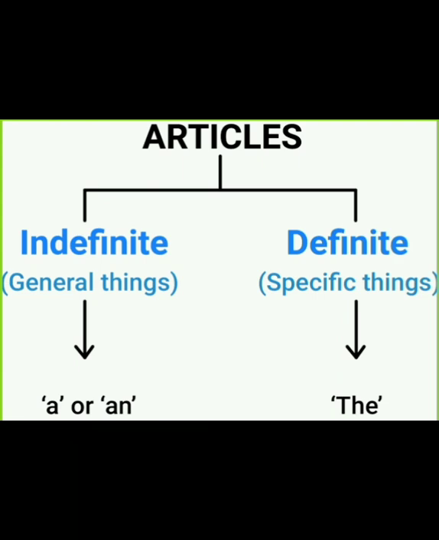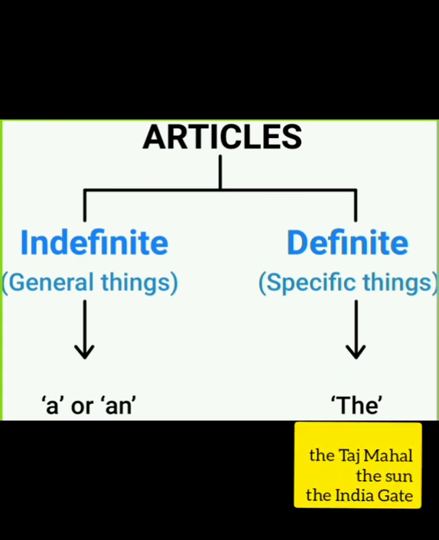The is known as the definite article because it refers to some particular person, place, or thing. For example, the Taj Mahal, the sun, the India Gate. Because all these things are only one, they are unique.